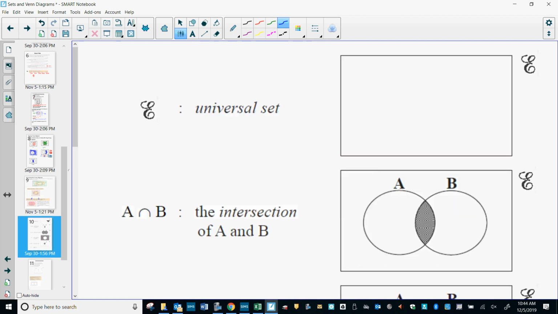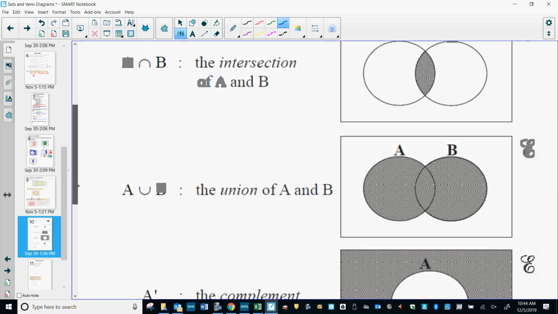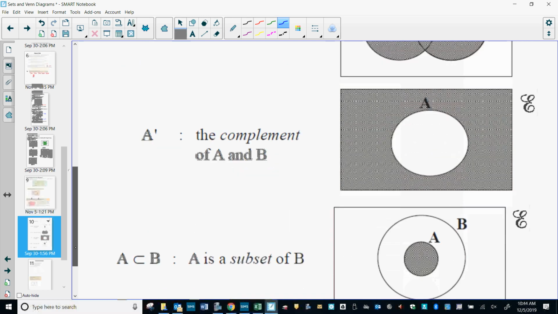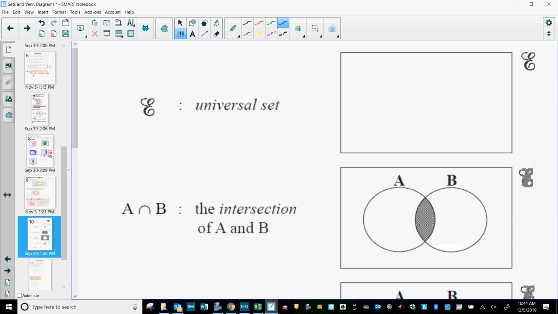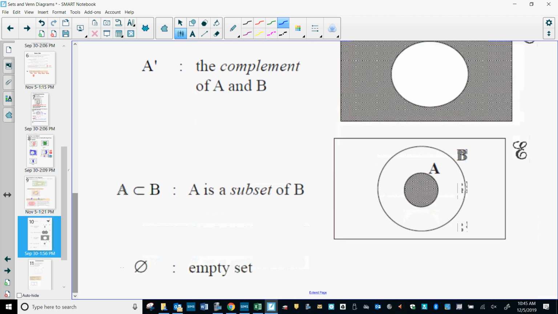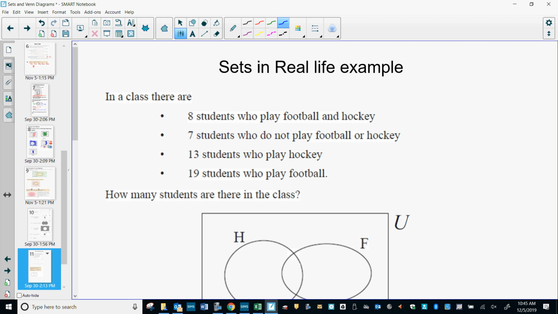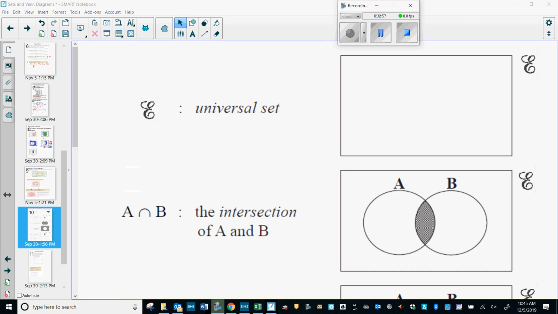Here are some examples of some shading going on. So the E is the universal set. That's the intersection, the union, complement. Why is the universal set empty? Because that's what's represented by the dots. Okay, and that means subset and empty set. Okay, and we'll do those after. Alright, let's get looking at some of these.